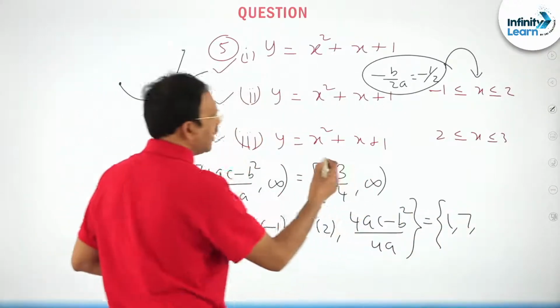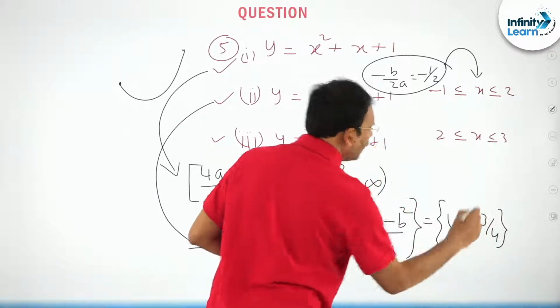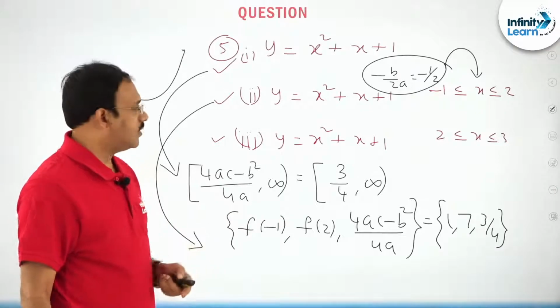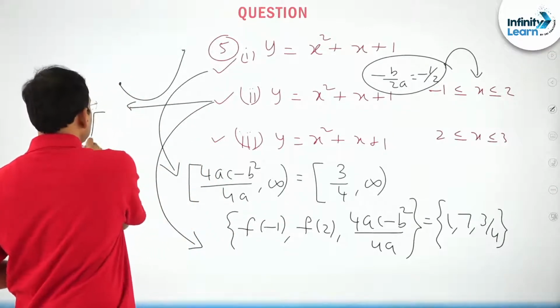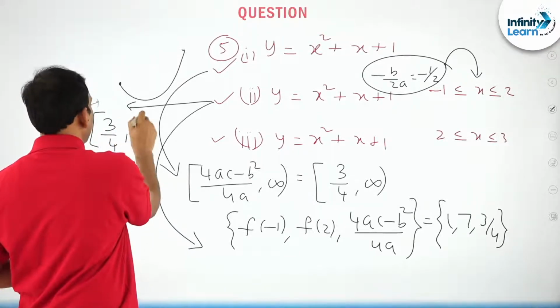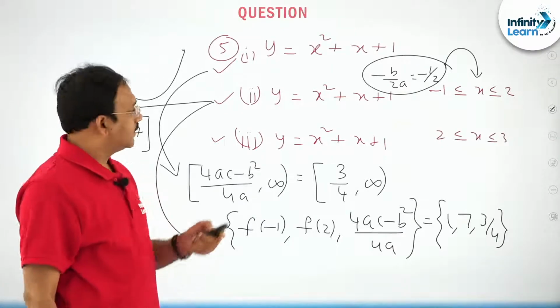What is (4ac minus b square) by 4a, which is 3 by 4. Now you tell me the least value is 3 by 4, highest value is 7. So, friends, I can say in this case the range is least value 3 by 4, greatest value 7. You can say the range in this way, my dear friends.